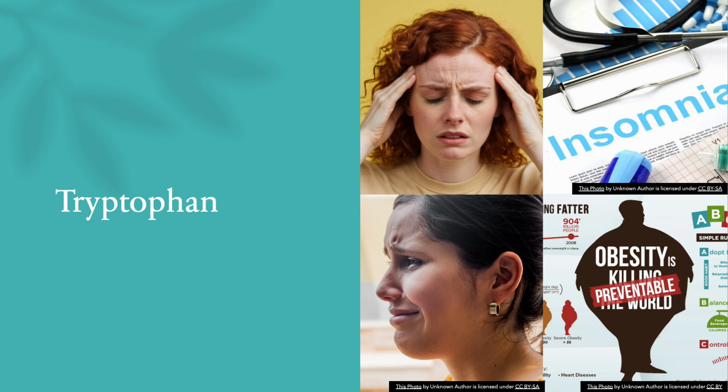Tryptophan is used for depression, obesity, insomnia, headaches, and fibromyalgia. It's found in high concentrations in turkey. There is an increased risk of serotonin syndrome with use of selective serotonin reuptake inhibitors, MAOIs, or St. John's wort.